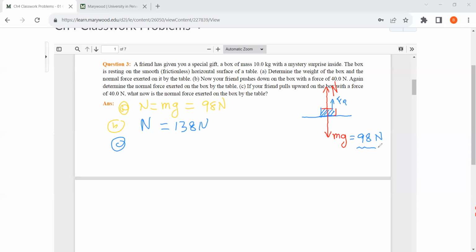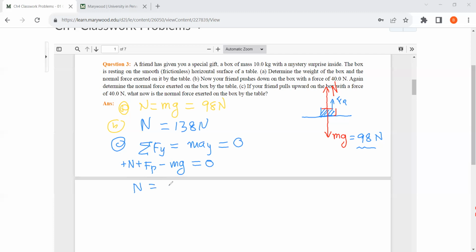Because your friend is pulling it with only 40 Newton of force, the box will still be on the table, so there will be no motion. Again we can use the same technique, the sum of Fy equals m a y, and there is no motion, so the acceleration is equal to 0. The left-hand side is plus N plus Fp because both are upward, and minus mg because mg is downward, equal to 0.